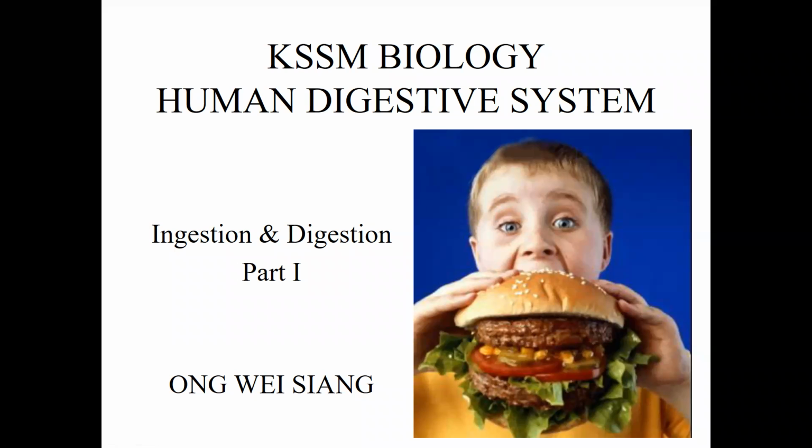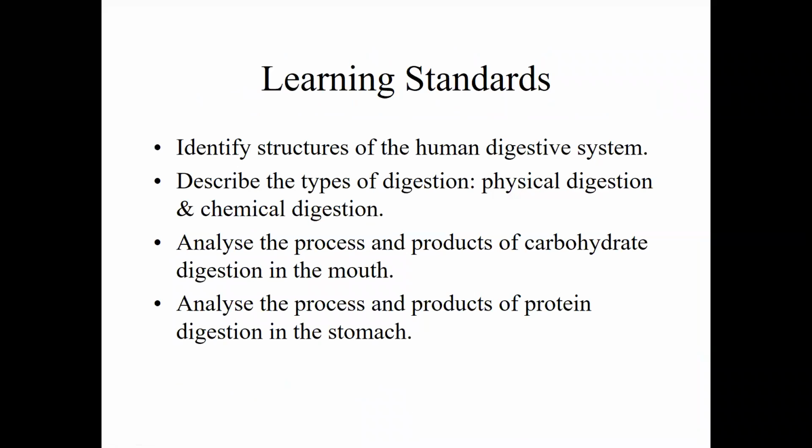So today we will talk about the human digestive system chapter in the KSSM biology. This is part 1 about ingestion and digestion. In these lessons, the student will be able to identify the structure of the human digestive system and describe the types of digestion, physical digestion and chemical digestion, analyze the process and product of carbohydrate digestion in the mouth, and analyze the process and product of protein digestion in the stomach.